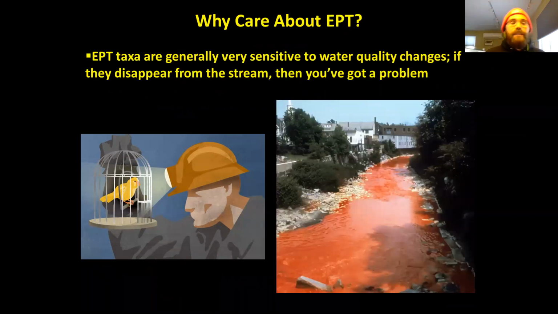And you can have streams that were just heavily polluted and just completely trashed that will not have any EPT left over. And it's just a bad thing when that happens. It ends up completely damaging the entire ecosystem. You can eventually recover it, but it takes a lot of effort to do so.